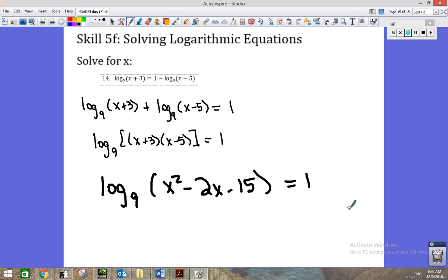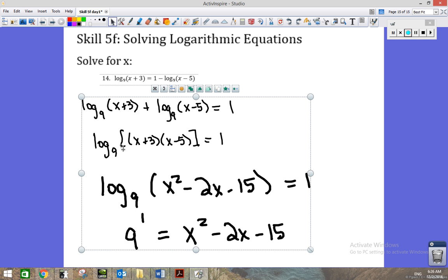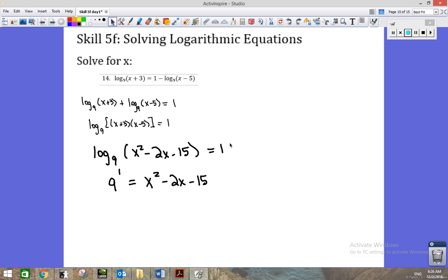Well, I can't really go any further with my logarithmic properties, but I can try to rewrite this 1 with a base of 9, log base 9 of 9. But for most students, they find it easier to convert this to exponential form. The base is 9, a logarithm equals an exponent, and so we've got 9 is equal to x squared minus 2x minus 15. Hey, that's a quadratic equation. We can use the quadratic formula, or we can hopefully factor it.